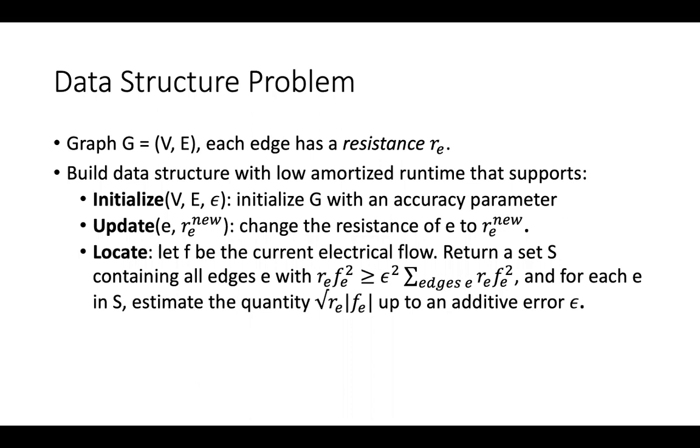And it supports an operation which we call locate, which is the critical operation necessary for the algorithm. Let F be the current electrical flow, which we don't know because we're not writing the whole thing down explicitly. The algorithm wants to, in sublinear time, return a set S containing all edges that have at least epsilon squared fraction of the total energy. In other words, R_E F_E squared is at least epsilon squared times the energy of F.